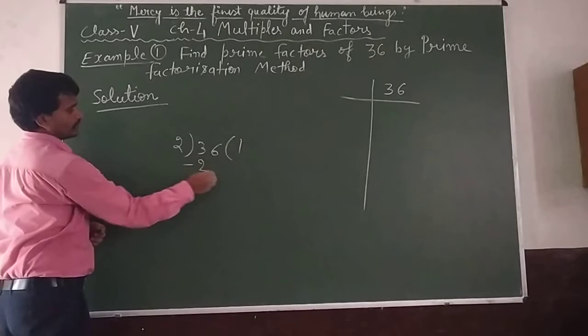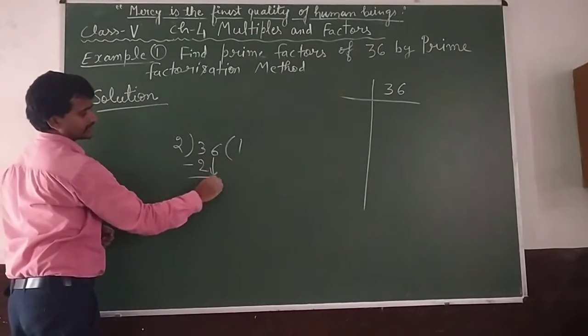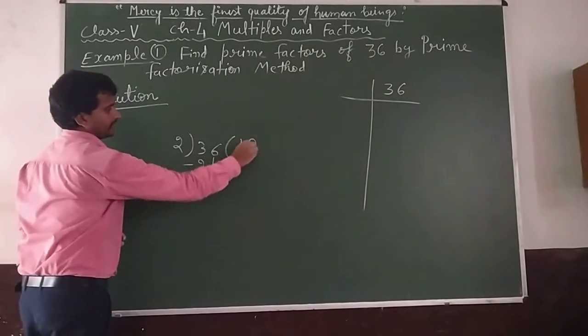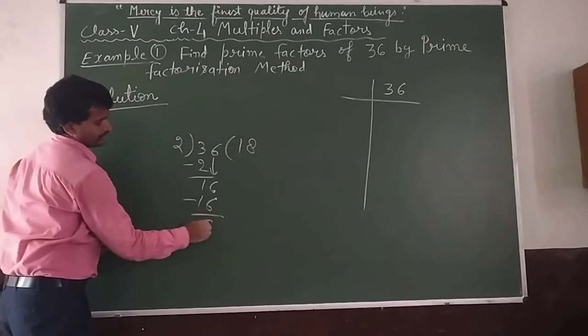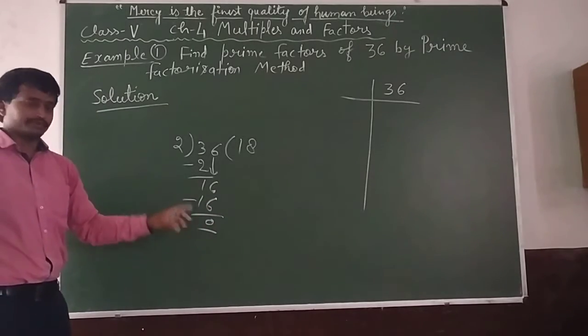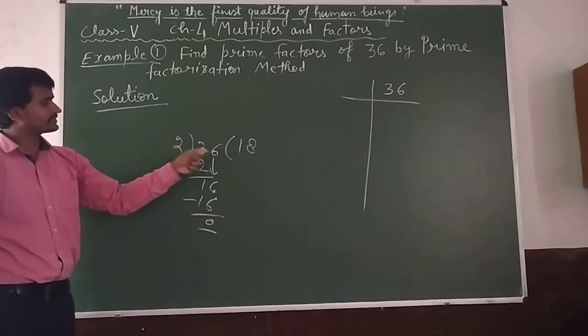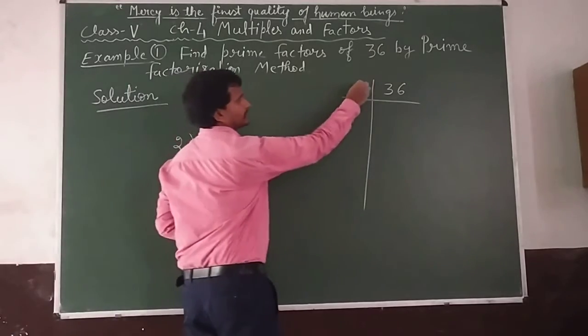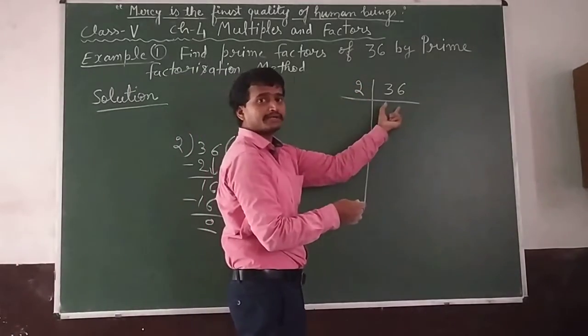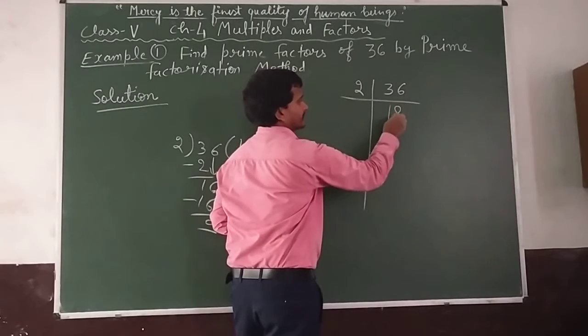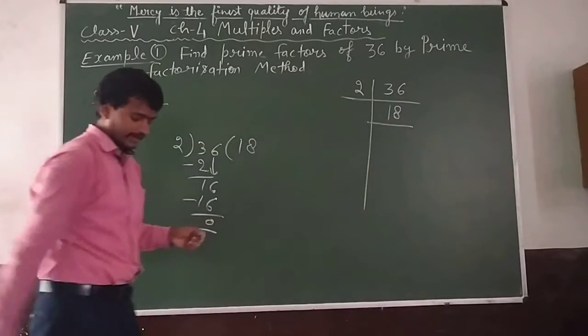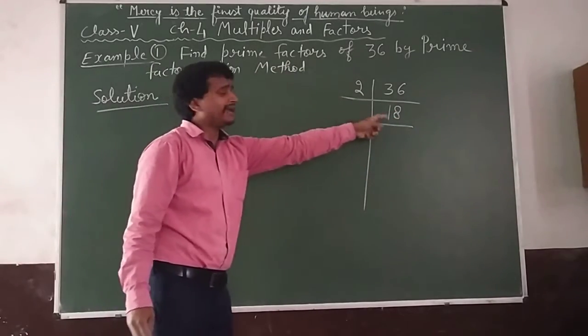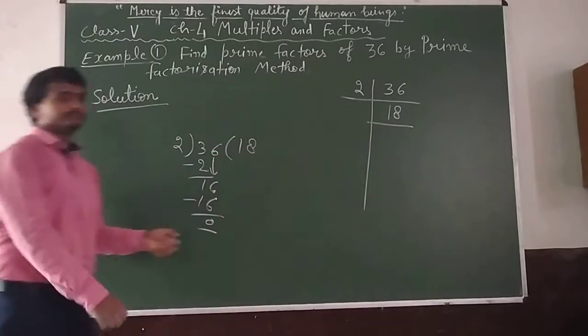2 ones are 2. On subtraction 1, 1, bring down 6. 16. How many times? 8 times. Remainder is 0. That means yes, 36 is divisible by 2. So write down here 2, and how many times? Write down here the quotient. Quotient is 18. Again, is 18 divisible by 2?